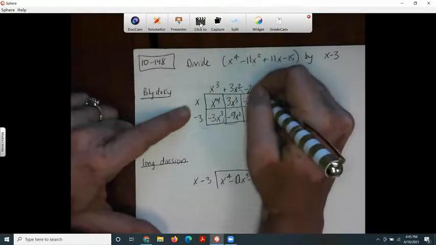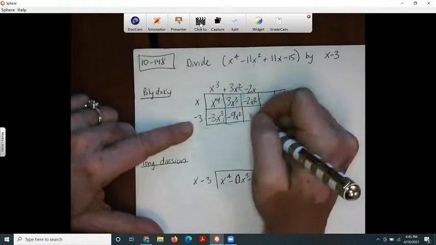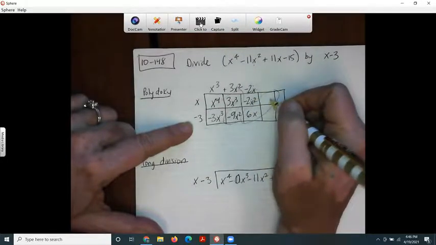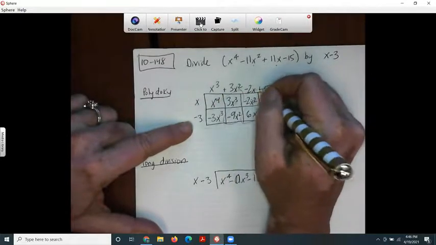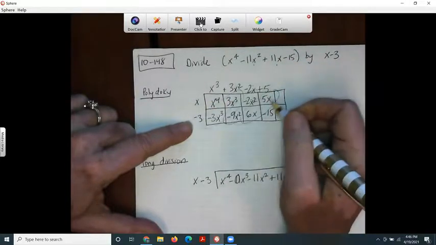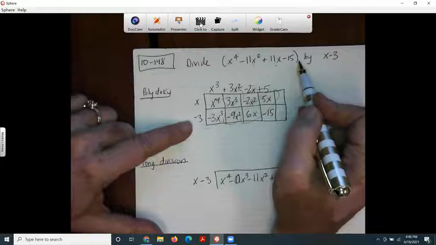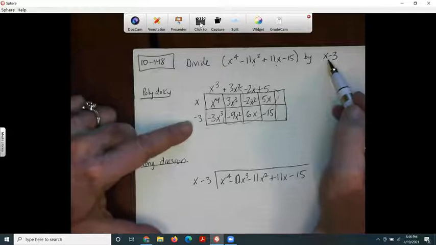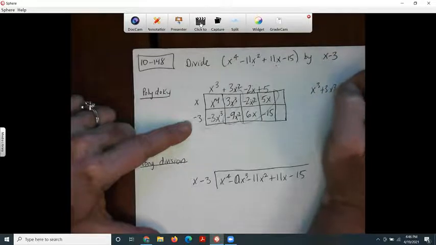And then this will be negative 3 times negative 2 is 6x. These diagonals have to add up to make 11. So this has to be a 5. This has to be a 5. And there's no remainder. So if I divide this quartic by this, I don't know, linear factor, I end up with a cubic, which is x cubed plus 3x squared minus 2x plus 5. So this divided by this equals this.